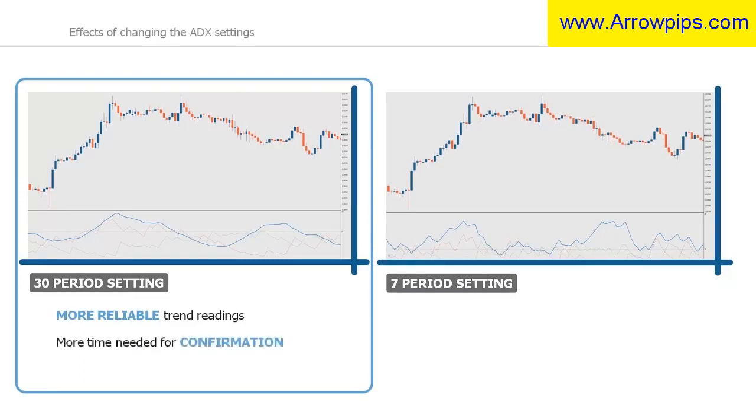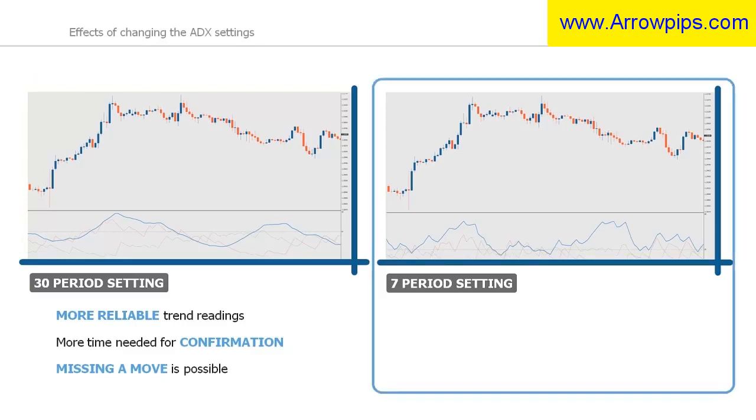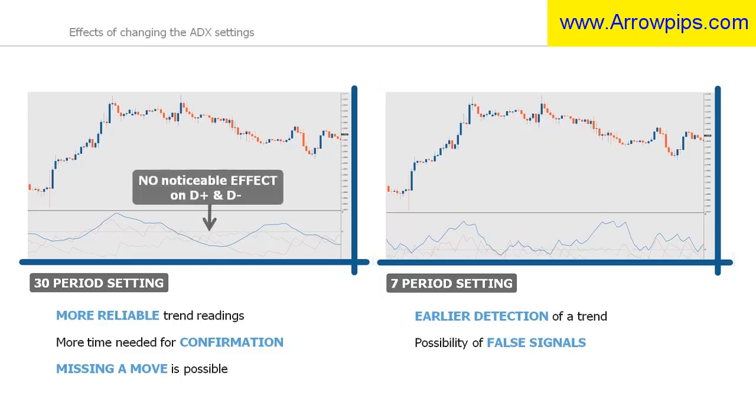However, it will take longer for the indicator to confirm a trend is underway, increasing the chance of missing a substantial move. On the other hand, using a lower period setting will result in trends being detected earlier on. However, there is a chance of the indicator giving more false signals. It is important to note that the effect of the D+ and the D- lines are usually not noticeable when the period settings are adjusted, as the overall reading is the same.